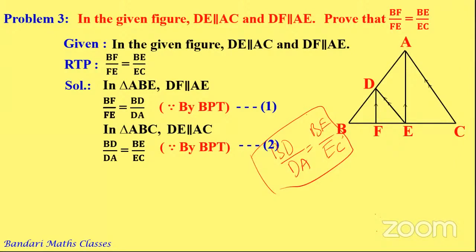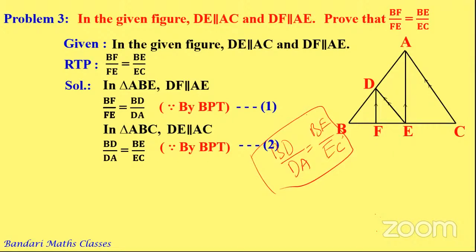Kaustubh, read out equation number 2. BD by DA equal to BE by EC. Okay, both equations we have in front of us. In equation number 1 and equation number 2, equation 1 RHS and equation 2 LHS are same or different, Kaustubh? Same, sir. DA is same.